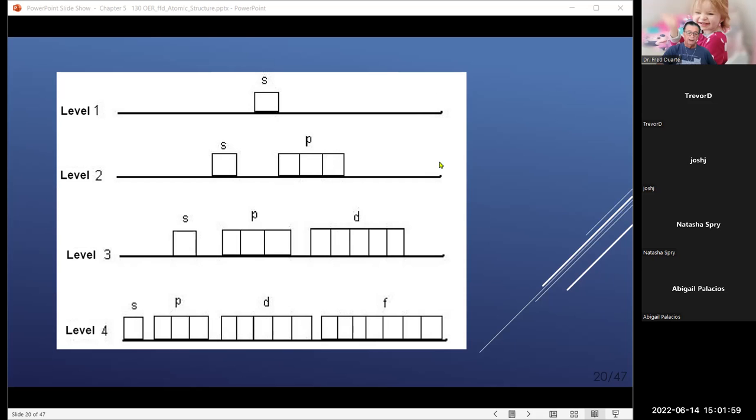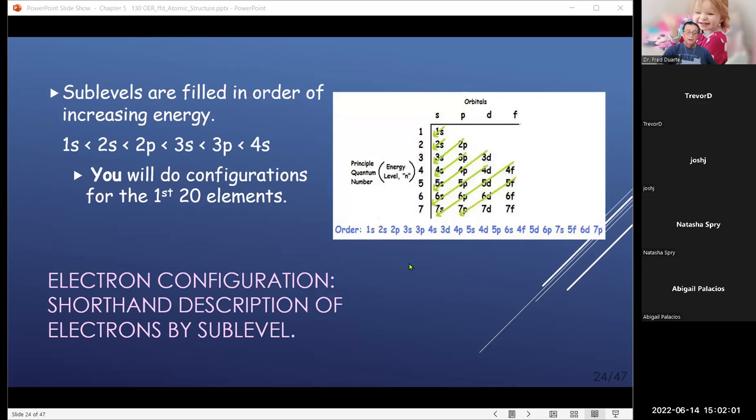All right, so let's go back to how we fill them. The way we fill them in this order, here's a diagram to help you out. You start with the 1s, you fill that up, and go to 2s, and then 2p, 3s, 3p, 4s, etc. Now the 3d, you notice the 3d kicks in when we reach the third level. But here's the confusing part sometimes, is this.